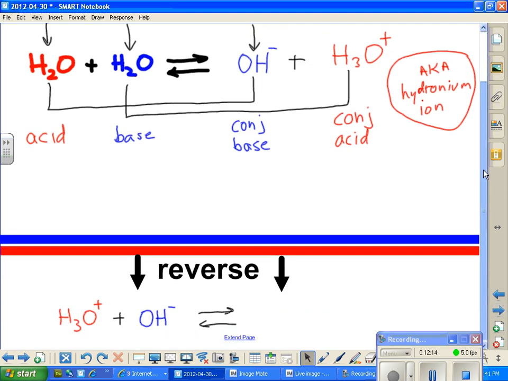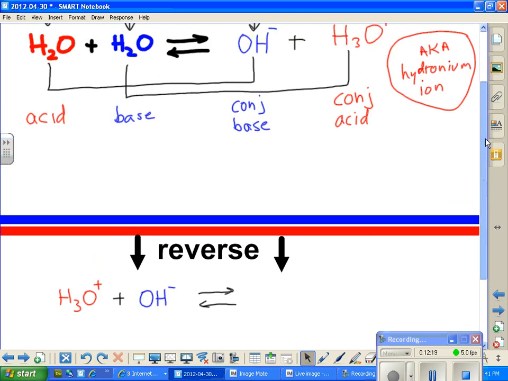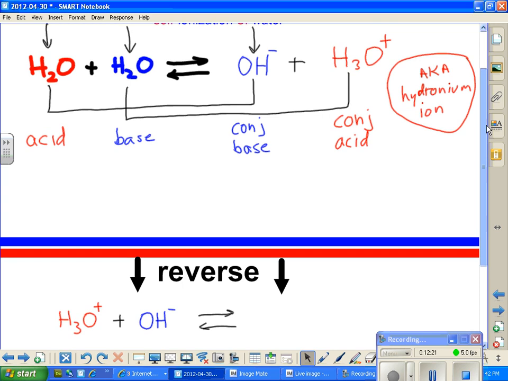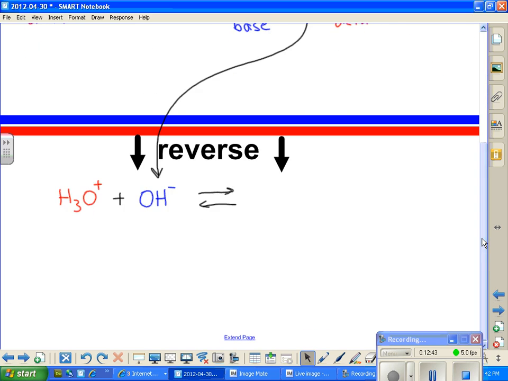Let's look back here, and we are going to reverse the process. And now we have to think a little bit. The hydroxide that was up here on the top is the same hydroxide as this one. No difference. But now, what are we going to call the hydroxide that's on the left side of the equation? The base. It is the base. It is no longer the conjugate base.